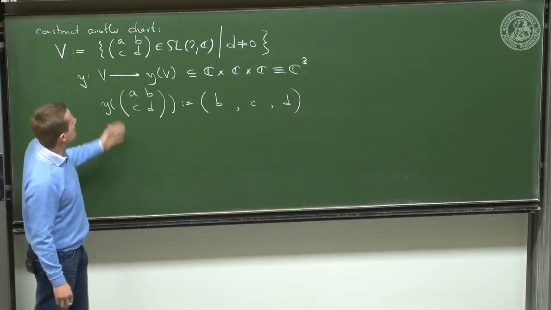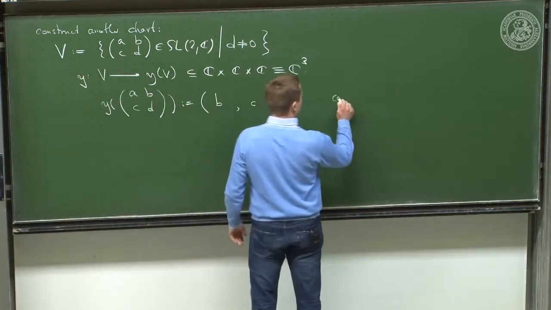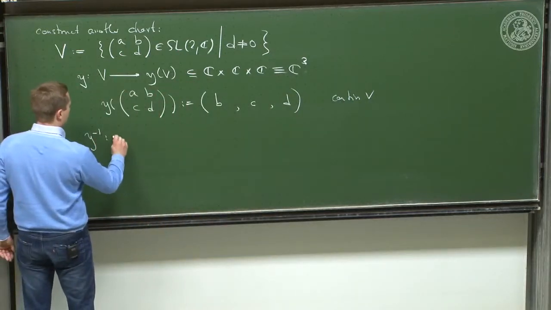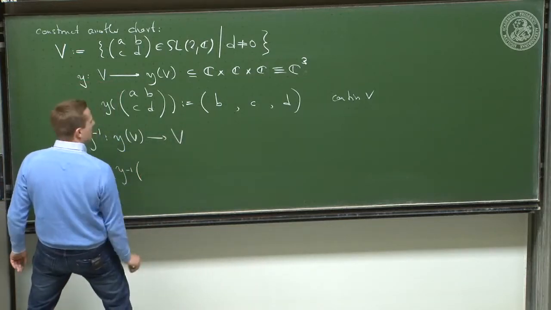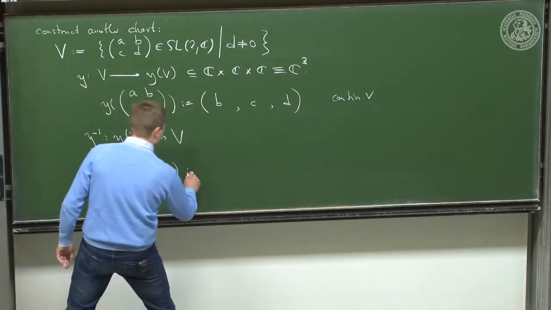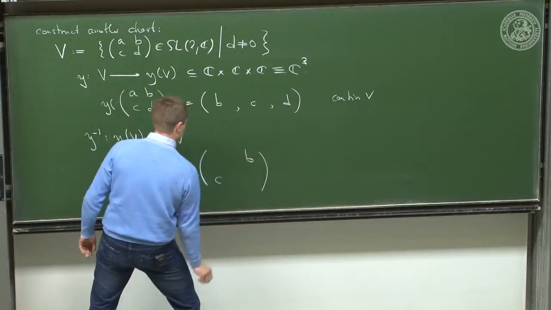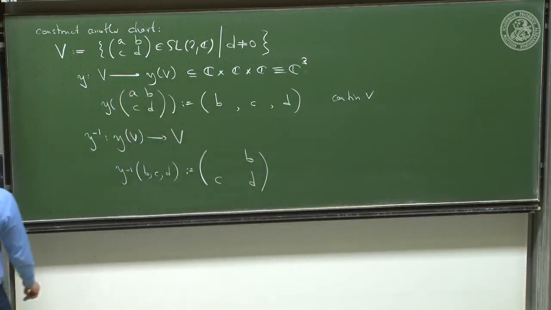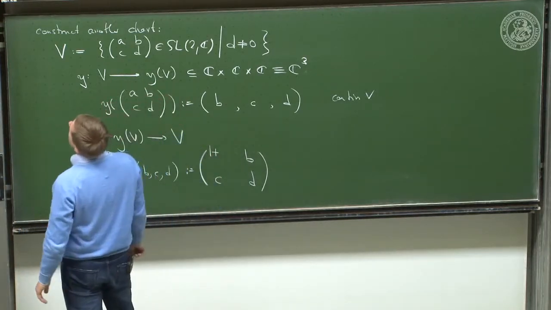It's again the same business. You check the pre-images of open sets are open and so on. You check this is continuous. And you construct the inverse, y inverse from y of v back to v, y inverse now eating B, C, D. It eats these three complex coordinates, and it reconstructs this element of SL2 C, but now you have to reconstruct the A that looks very similar. It's 1 plus BC by D.